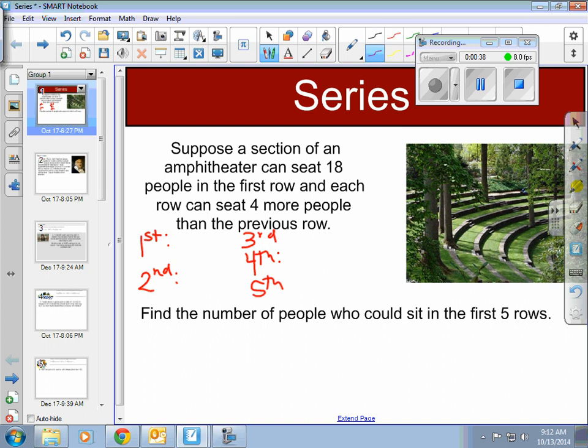In my first row, I know there's 18. In the second row, 4 more people, so 22. In the third row, 4 more people, so 26. The fourth row, 30, and the fifth row, 34.